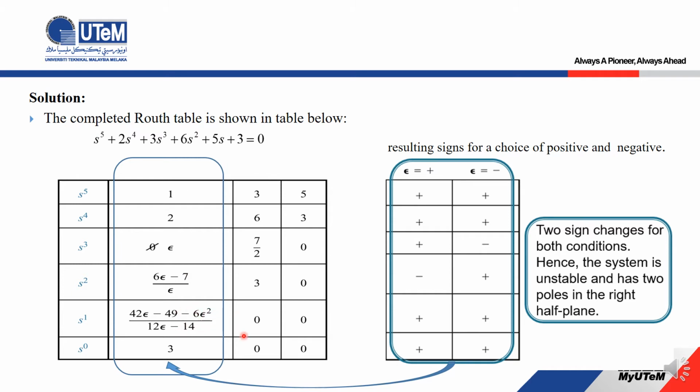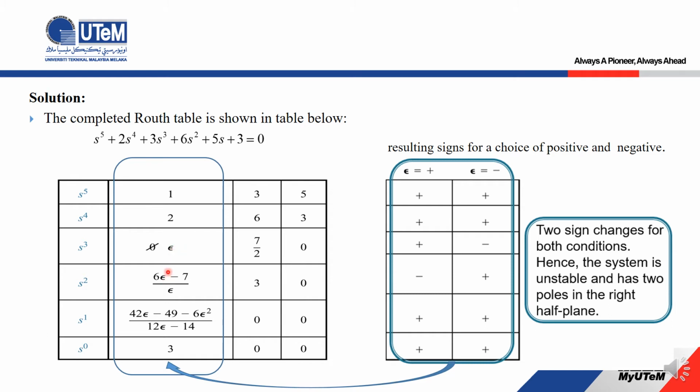After we have completed this RH table, we can check whether the system is stable or not. How can we check? Based on this, we try putting epsilon as a positive value and as a negative value. For example, we put a positive value here. Then there is no change from here to here, because this one is positive and this one is also positive.